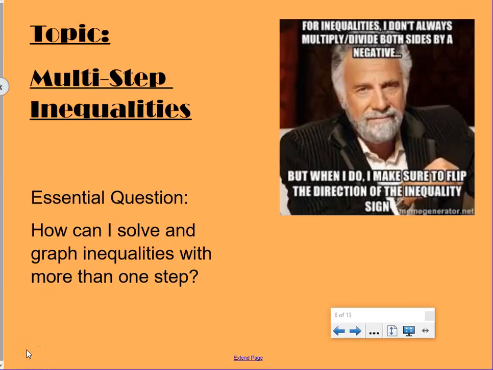Today our topic is multi-step inequalities. So our essential question is, how can I solve and graph inequalities with more than one step?